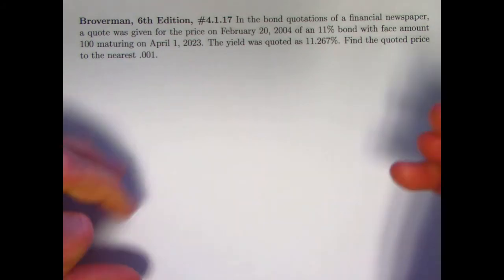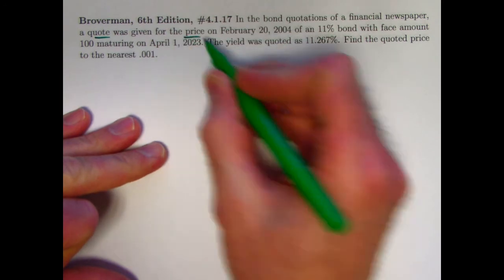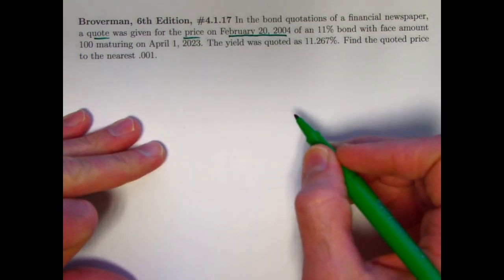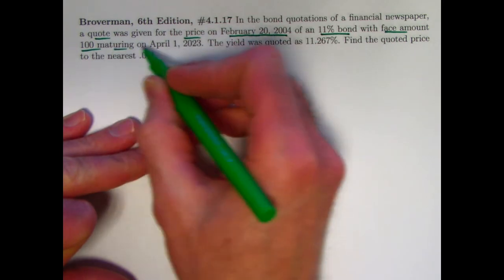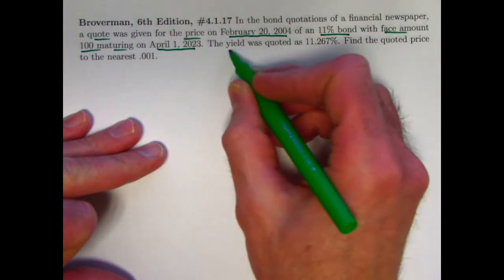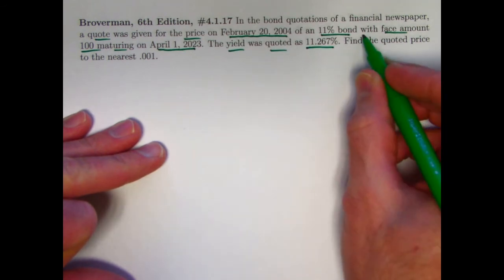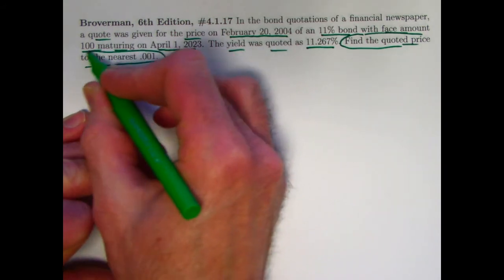You've got bond quotations in a financial newspaper. The quote was given for the price at a date that's between coupon payments, February 20th, 2004. It's an 11% bond with face amount of 100, maturing on April 1st, 2023. The yield is quoted as 11.267%. The goal is to find the quoted price to the nearest 0.001.